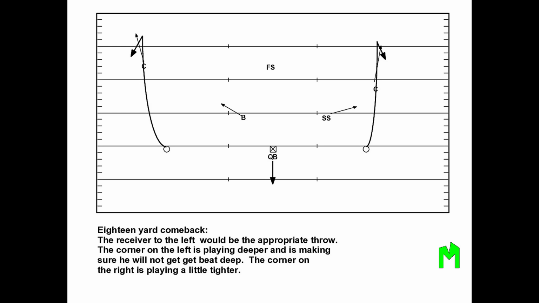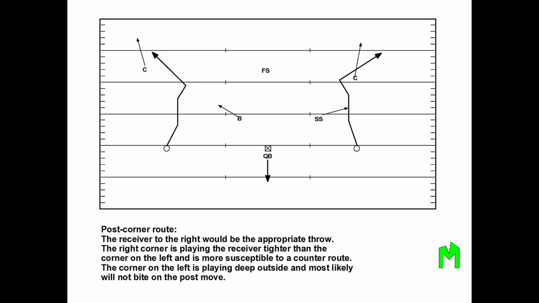The 18-yard comeback is a classic example of how defensive depth affects route success. The left cornerback plays deeper to prevent a deep ball, which inadvertently opens up the comeback route underneath. On the right, the cornerback plays tighter, making that side less favorable. This teaches us that defenders' depth and alignment can create opportunities for intermediate routes, and the QB must recognize and exploit these nuances. The post corner route is a smart way to attack a tight cornerback.